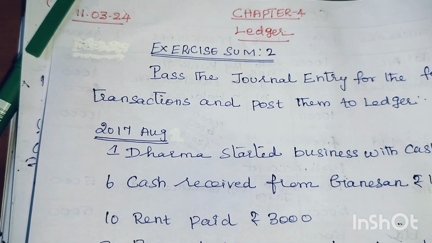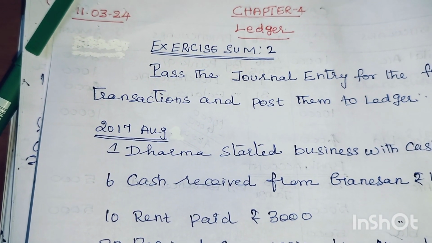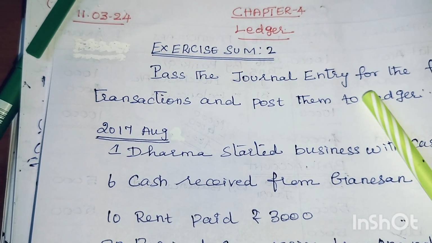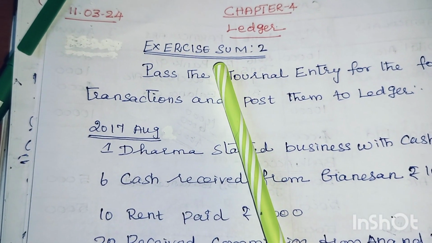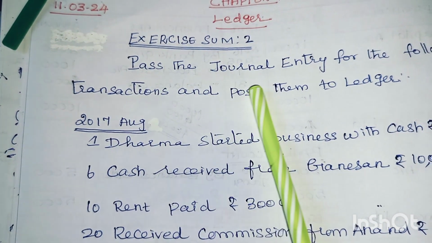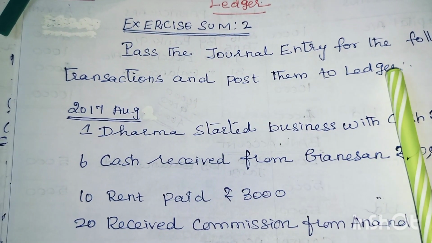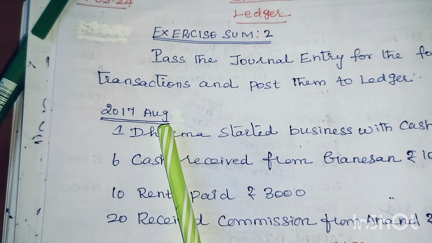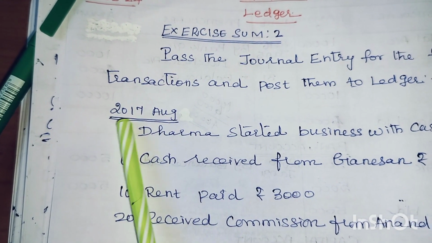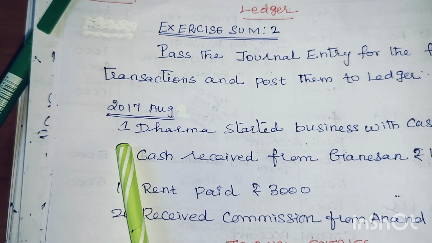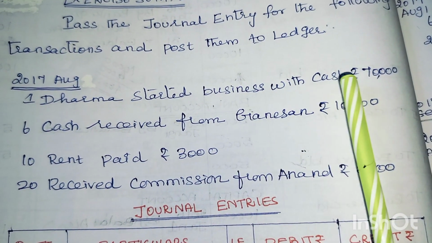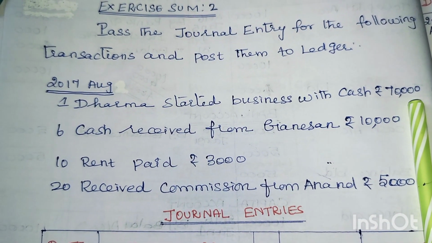In this video, we are going to learn about 11th standard accountancy, chapter 4, ledger, exercise sum number 2. Pass the journal entry for the following transaction and post them to ledger. The first transaction is 2017 August 1, Dharma started business with cash rupees 70,000.